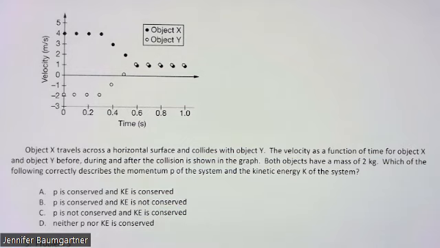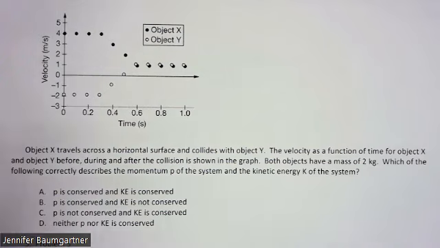All right, let's walk through this step by step and see if we can figure out what's going on. Now, we know that in a system that does not have any external forces, momentum is conserved. But we cannot jump to that here because it does not tell us there are no external forces, and it doesn't tell us it's frictionless. So we're going to have to do this mathematically.